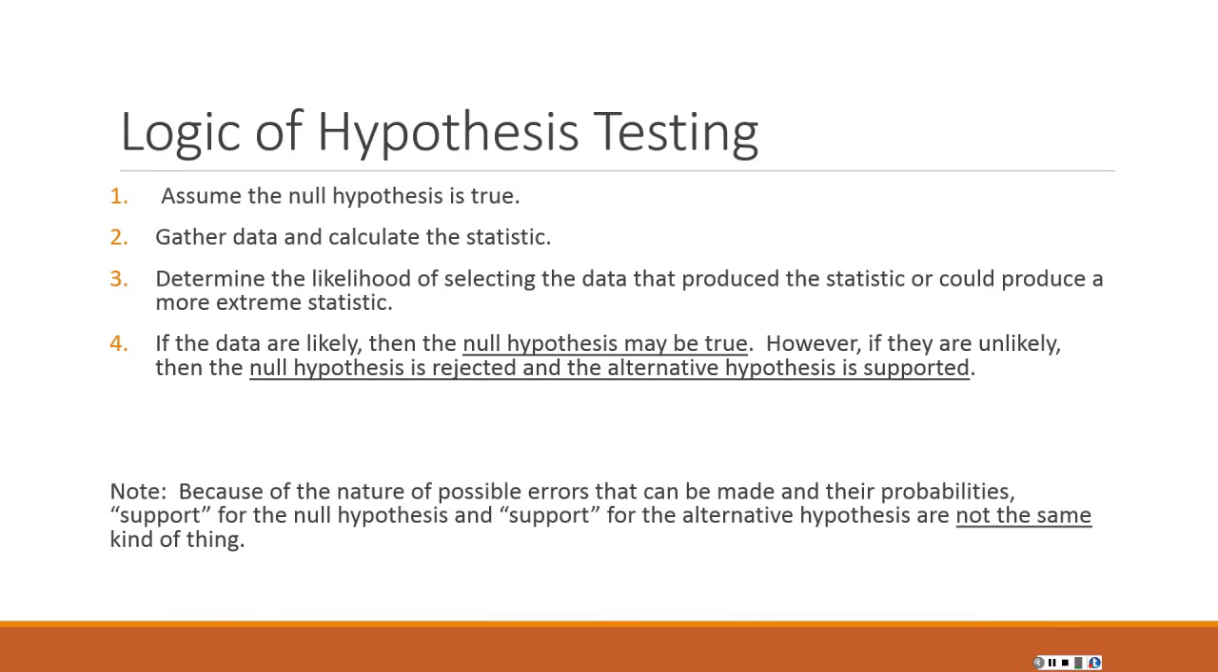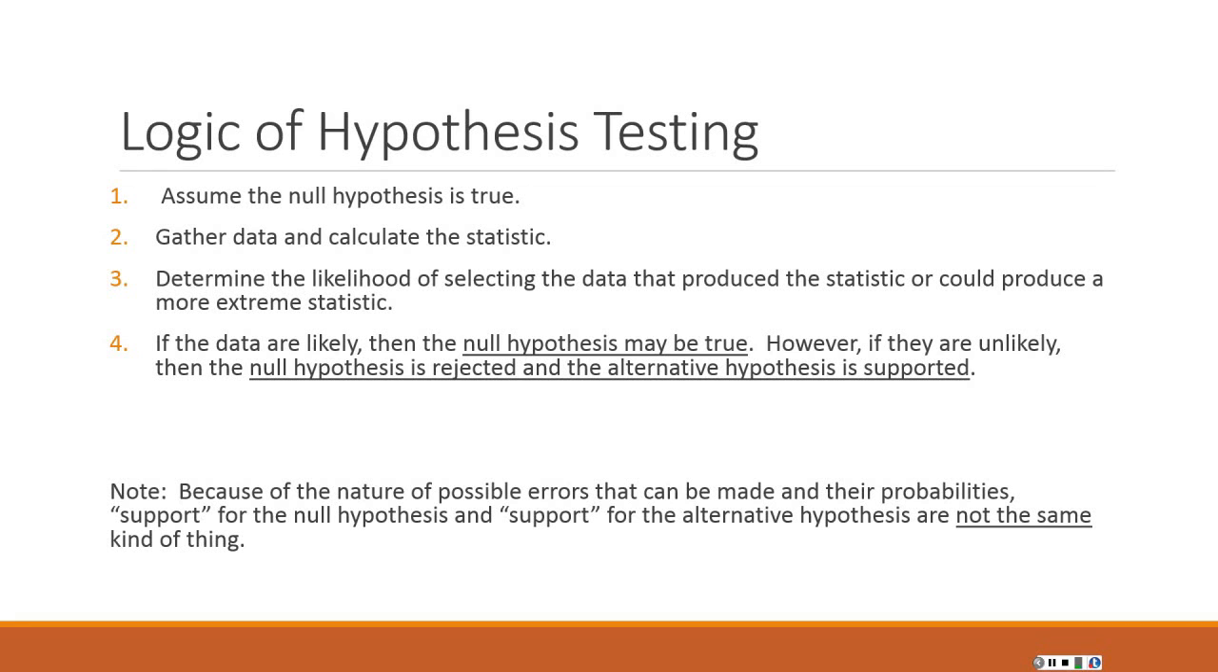The score has changed. The overall logic of hypothesis testing. So when we're performing the test, when we're calculating probabilities, and you'll see some of those in just a minute, when we calculate those probabilities, we assume the null hypothesis is true. Gather some data, calculate the statistic, then we determine the likelihood of selecting the data that produce the statistic or some value more extreme. So we'll have a name for that. We'll call it the p-value. If the data are likely, if the p-value is high, then we'll conclude that the null hypothesis may be true.